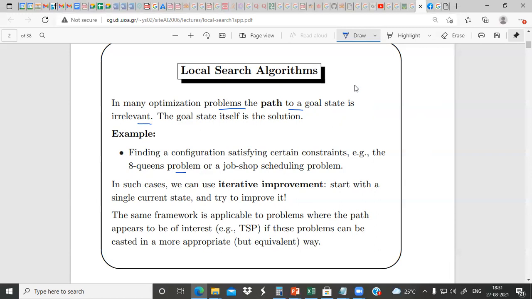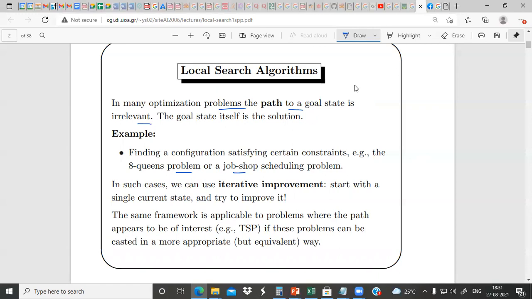Example, the 8-queen problem, or job shop scheduling, in the sense of worker scheduling, like which person should work from what time to what time. So if you want to schedule that, say a shop is running for 24 hours and there are 5 or 6 employees, and then who should work from what time to what time?